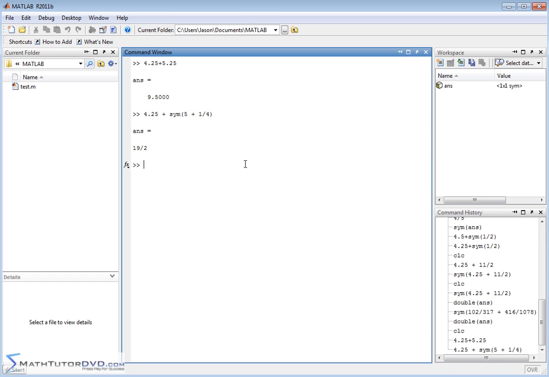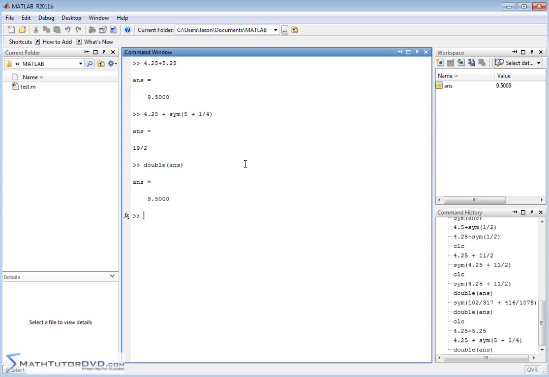And if you require that in decimal form, you can just type double, answer, and then you have the answer is 9.5, which is what we got at the top of the screen. That's about all I want to say today.